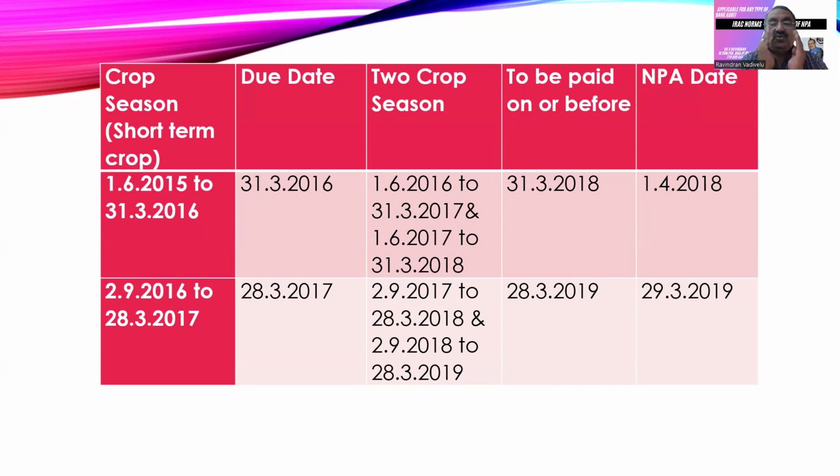And next is 2 crop seasons. That is the crop seasons which come after the due date. The original crop season is 1/6/15 to 31/3/16. So the next crop season starts after 31/3/16: 1/6/16 to 31/3/17, and 1/6/17 to 31/3/18. So two crop seasons. So the due date to be paid is 31/3/18, for a loan which became due on 31/3/16.